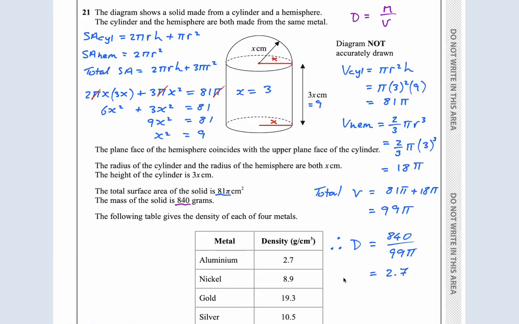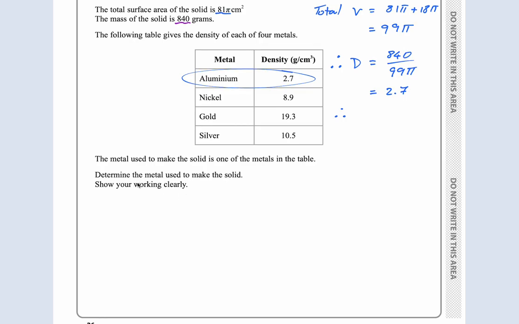So it's therefore, which metal is it? Well, it's this one. Therefore, aluminium. He says, determine the metal. It's aluminium.